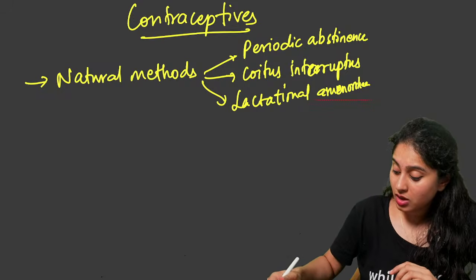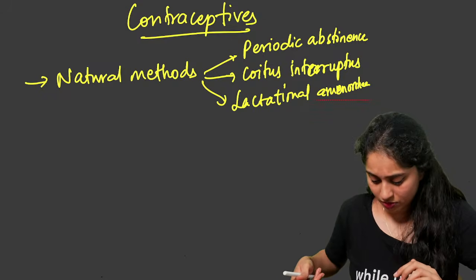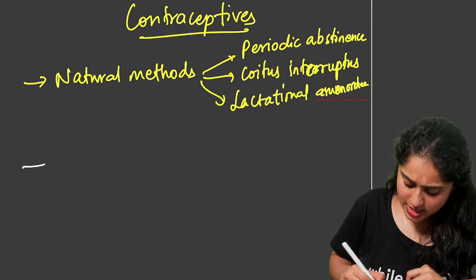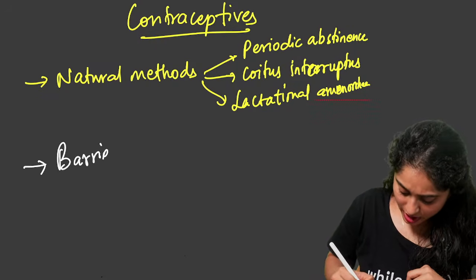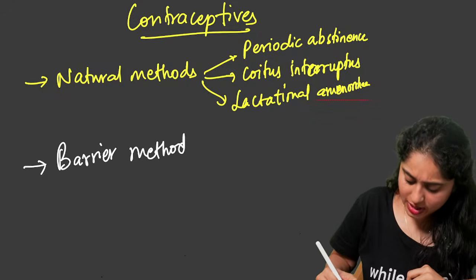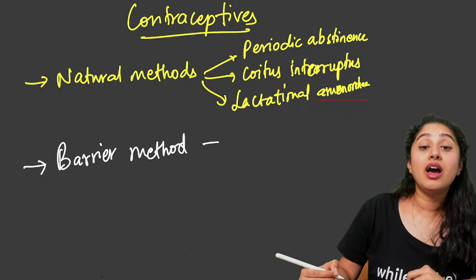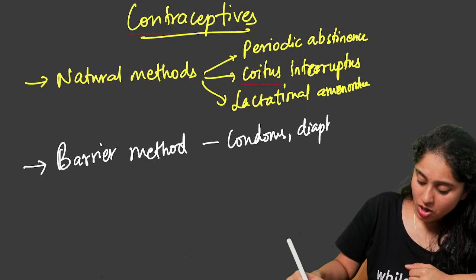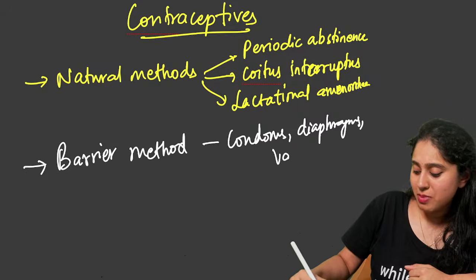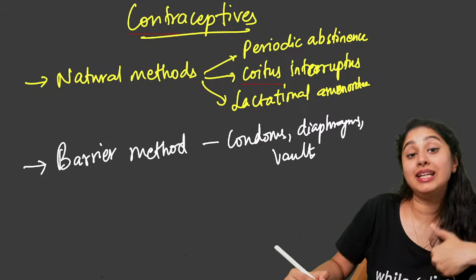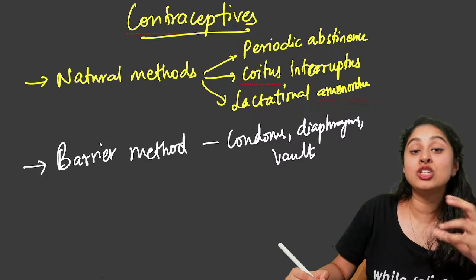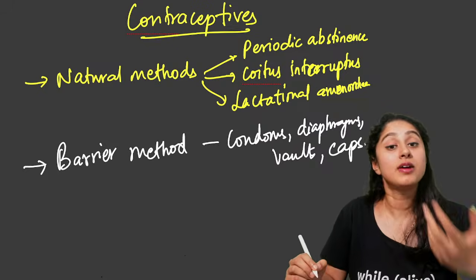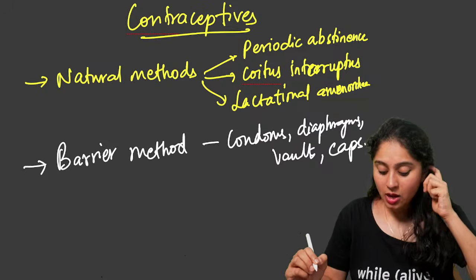Now the other method is the barrier method. In the barrier method, we are creating a barrier. That includes condoms, diaphragms, and vaults. This is meant to prevent the sperm from entering the reproductive tract. So there is no physical meeting, and as a result there is no possibility of pregnancy. Now these are the barrier methods.